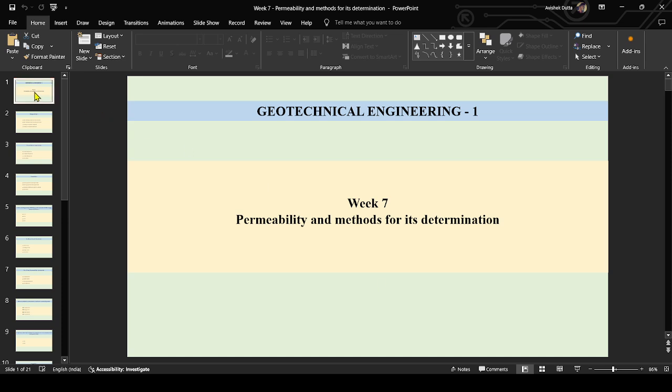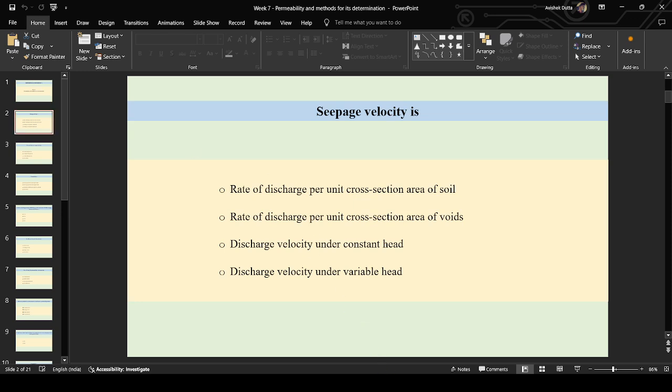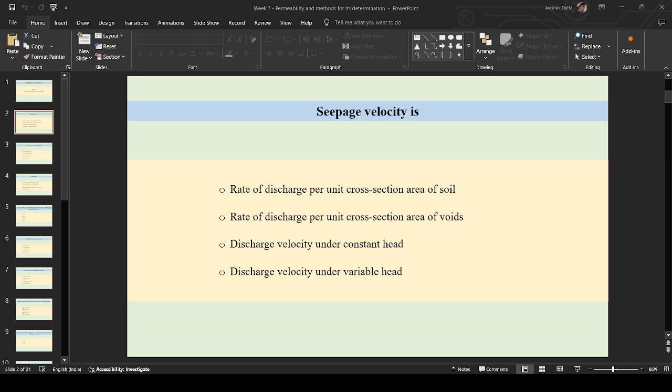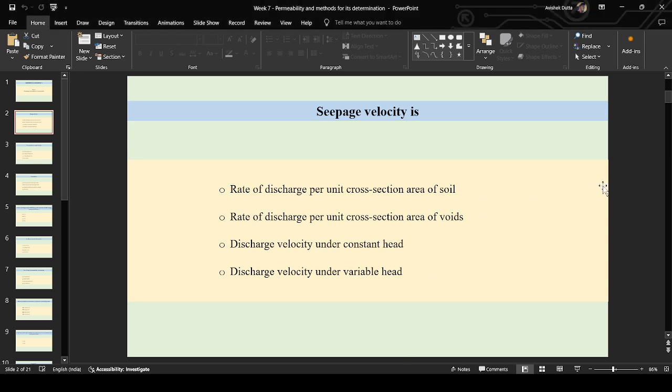So, the first question of this session is, seepage velocity is. First option, rate of discharge per unit cross section area of soil. Rate of discharge per unit cross section area of voids. Discharge velocity under constant head. Discharge velocity under variable head. This is a multiple choice question, MCQ. So one option will be correct only.